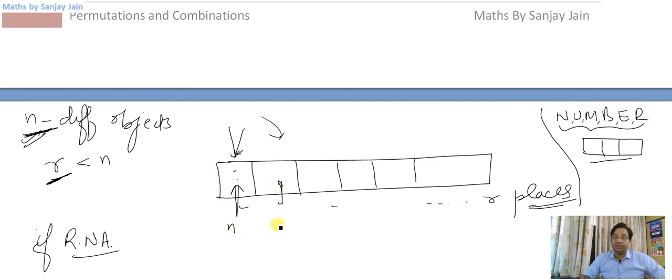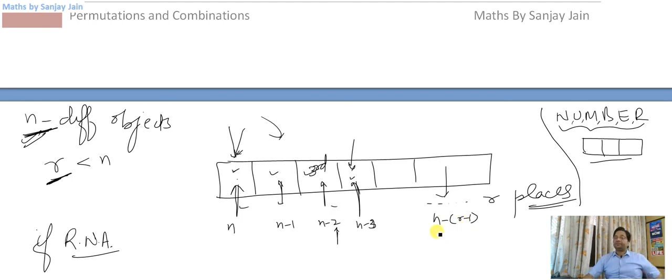For the second place to be filled, I have got n minus 1 options. For the third place, I have got n minus 2 options. If you see, this is third place, right? I have got n minus 2 options. This is fourth place. I have got n minus 3 options, because 3 objects I have already filled here. So for the rth place, I'll have n minus r plus 1 options to fill this place with, right?